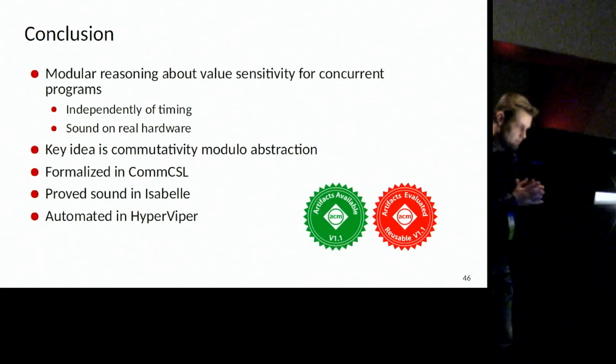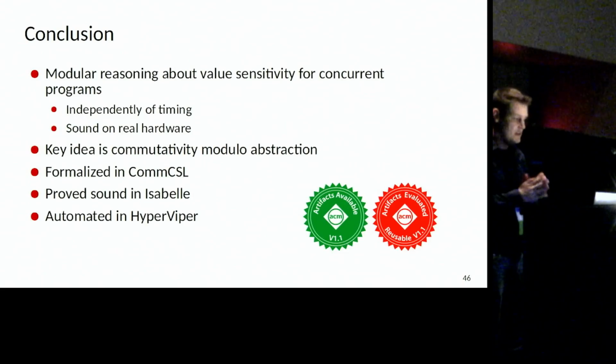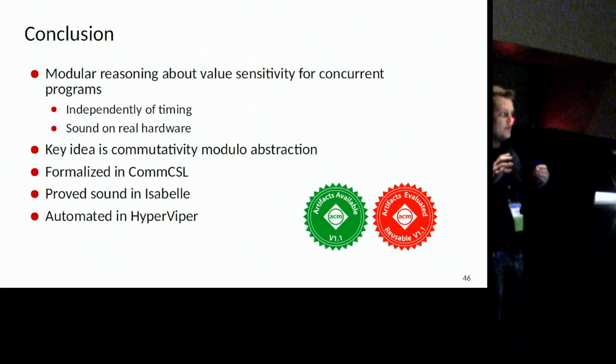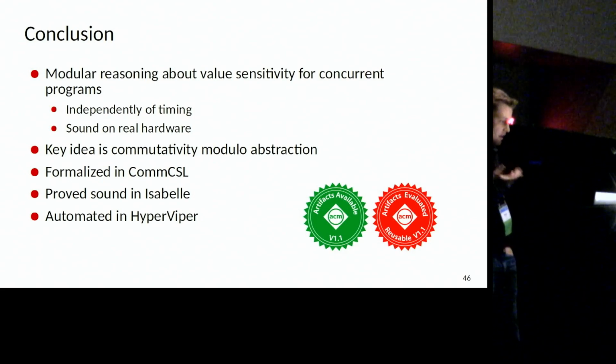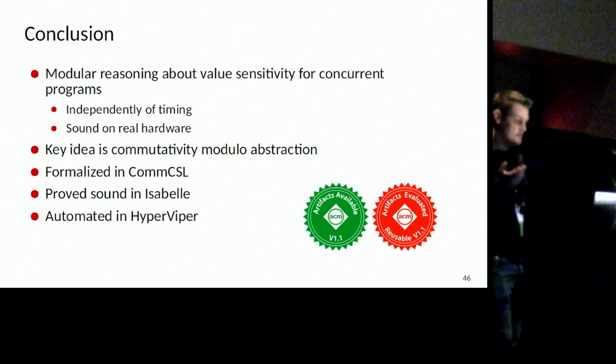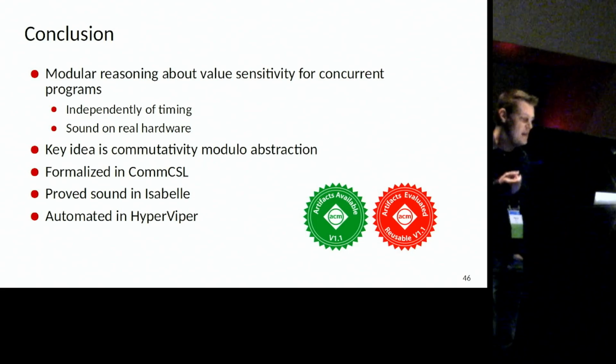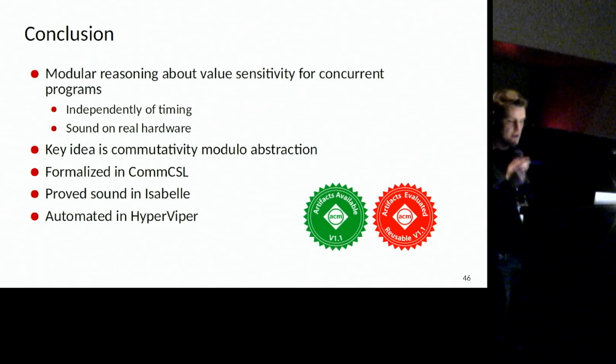All right, so to conclude, we've presented a new technique for modular reasoning about the value sensitivity of concurrent programs. The key point is that it's independent of timing reasoning. Therefore, we don't have to assume anything about timing behavior of the hardware, and so we are sound on any real hardware. The key idea is to use commutativity modulo abstraction as a reasoning principle. We formalized this in a logic and proved it sound in Isabelle and automated it in HyperViper, and both of these are available online and also part of the artifact.